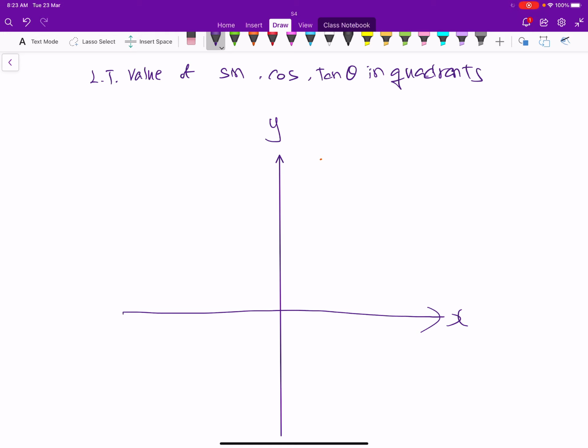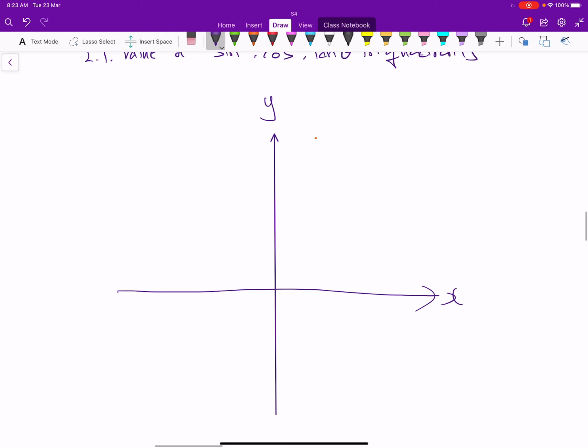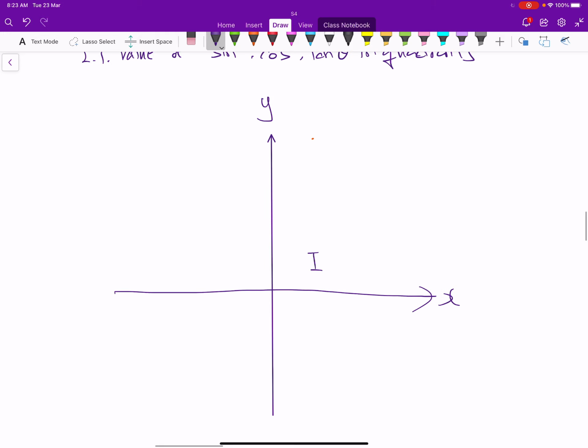And now we're going to find the value of sine, cosine, and tangent in different quadrants. You can see the x-axis and the y-axis cut the coordinate plane into 4 quadrants: Quadrant 1, Quadrant 2, Quadrant 3, and Quadrant 4. And this one is 0 degrees, 90 degrees, 180 degrees, 270 degrees, and this one could be 360 degrees also.